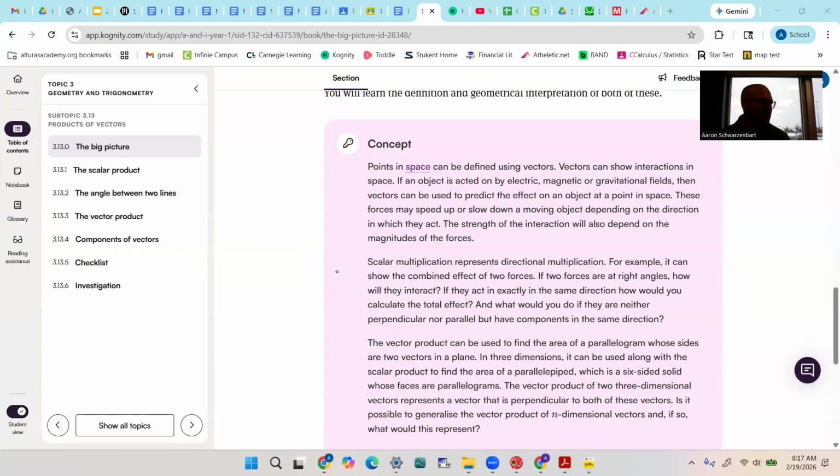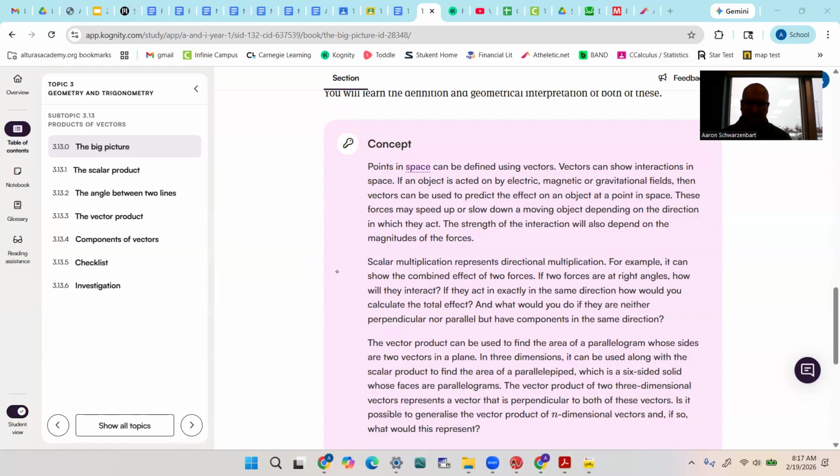which are also vectors. Scalar multiplication represents directional multiplication. For example, it can show the combined effect of two forces. If two forces are at right angles, how they will interact. If they act in exactly the same direction, how would they calculate the total effect? And what would you do if neither perpendicular or parallel?